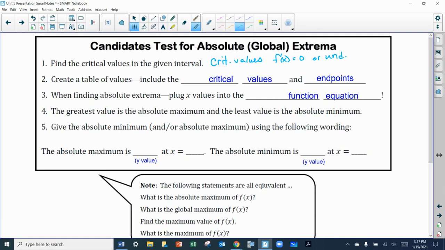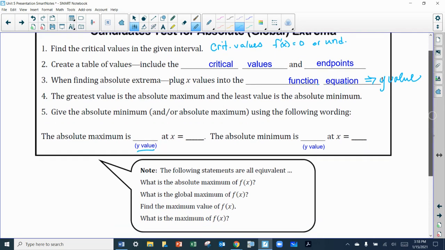When finding the absolute extrema, we'll plug the x value back into the function equation to get our y value. This gives us the y value, which then allows us to judge which one is highest and which one is the absolute lowest. The greatest value is the absolute max, and the least value is the absolute min. Give the absolute min or max using the following wording. So when I make a statement about it, I can say the absolute max is this y value at a location of x equals. Same is true with absolute min.